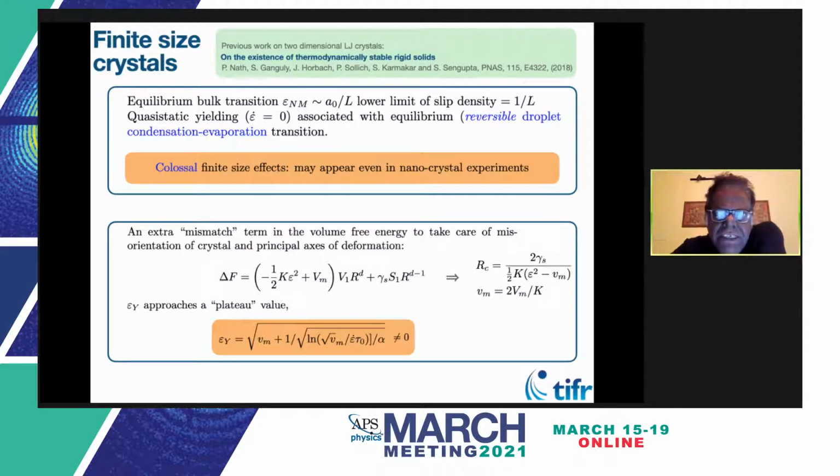So what it really means for dynamics is that when you write down the free energy of a droplet, there is an extra term which comes from the mismatch of the orientation of the droplet and the crystal with the principal axis of deformation. So this mismatch term limits the yield point. So the yield point now does not go to 0, but it approaches a plateau value in this fashion, as you can easily see from repeating the classical nucleation theory argument. This plateau value, of course, goes to zero as the system size increases, but it goes to zero very, very slowly.